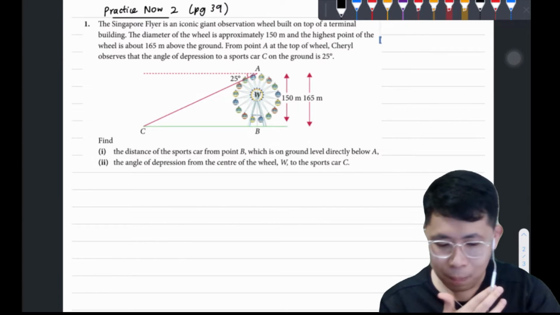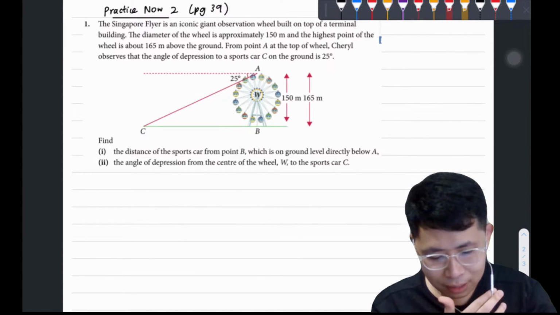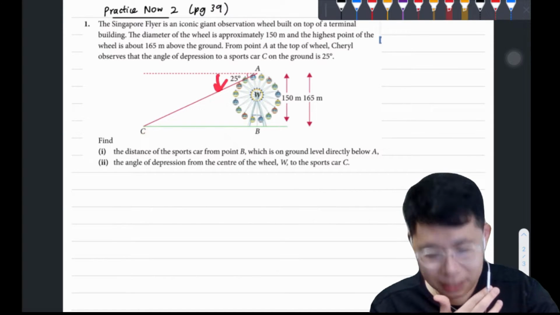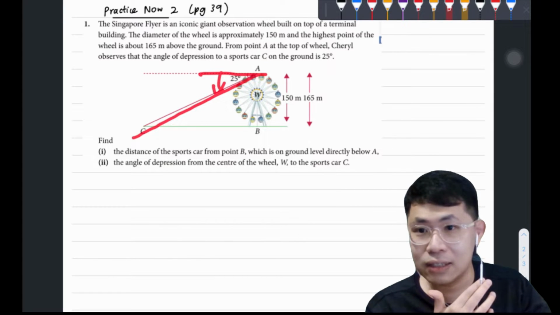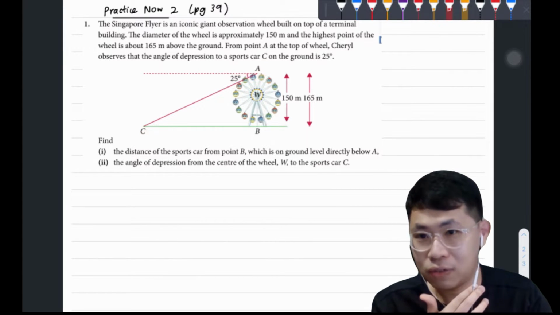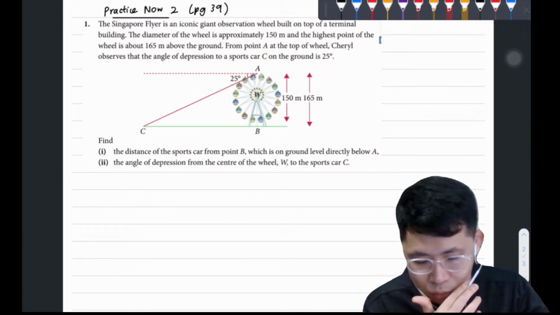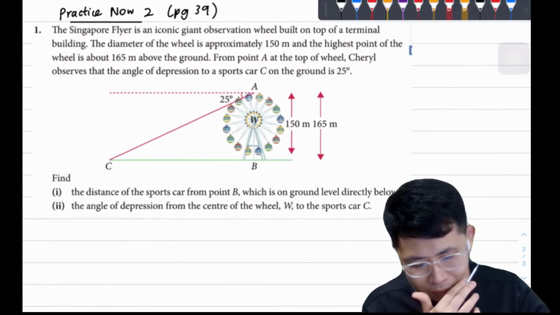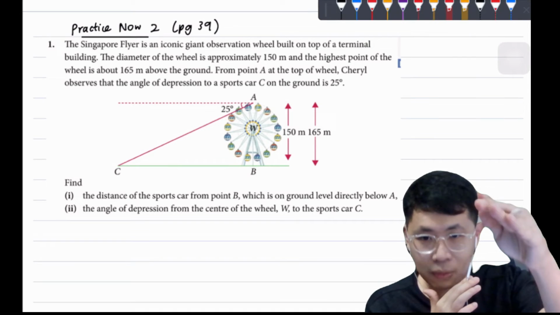So from the top, you see the direction is quite important. From the top, this angle of depression over here, this angle downwards is given as 25 degrees. So we need to find the distance of the sports car. For this one, I want you to pay attention, because especially for angles of depression, we must always start from the top.